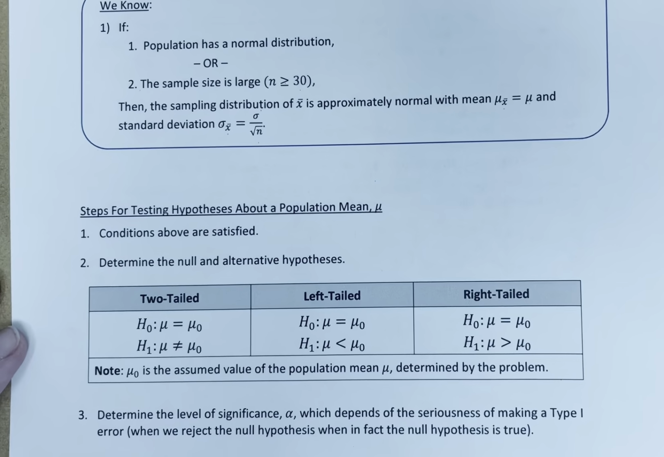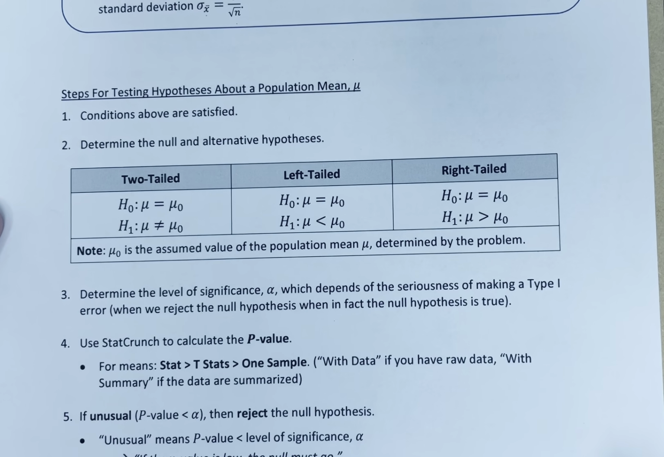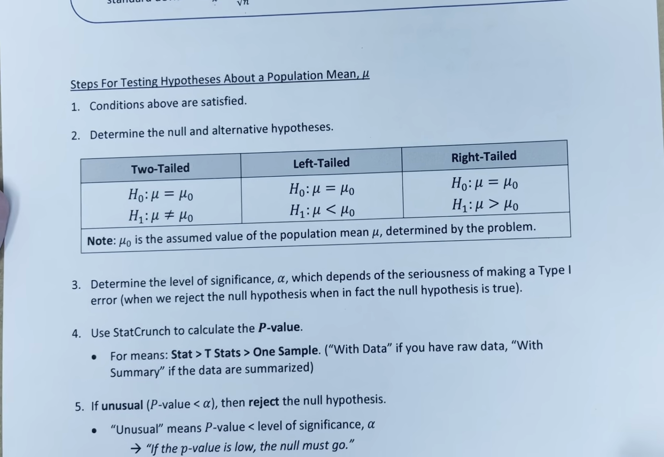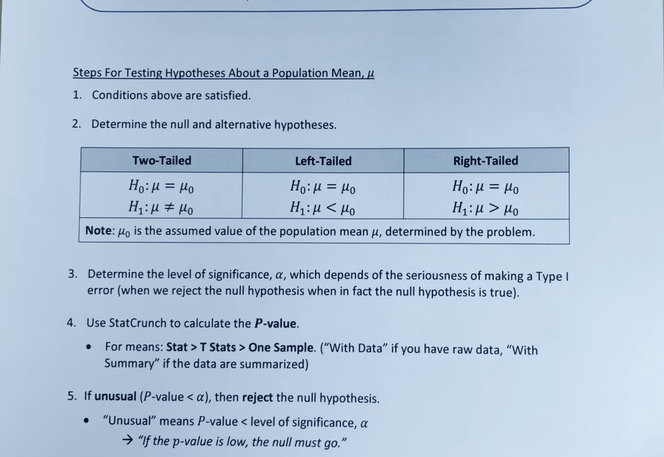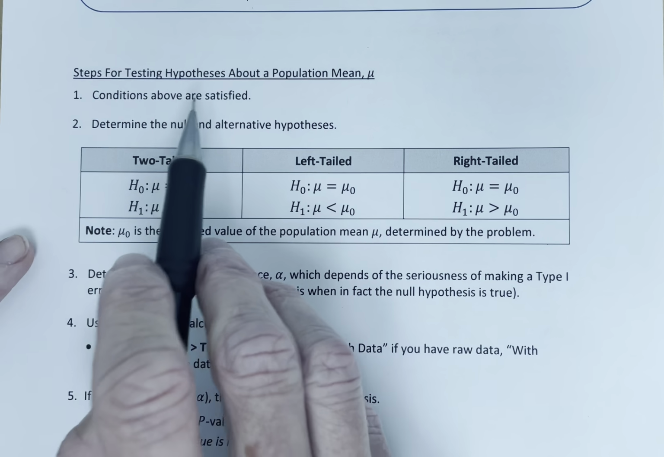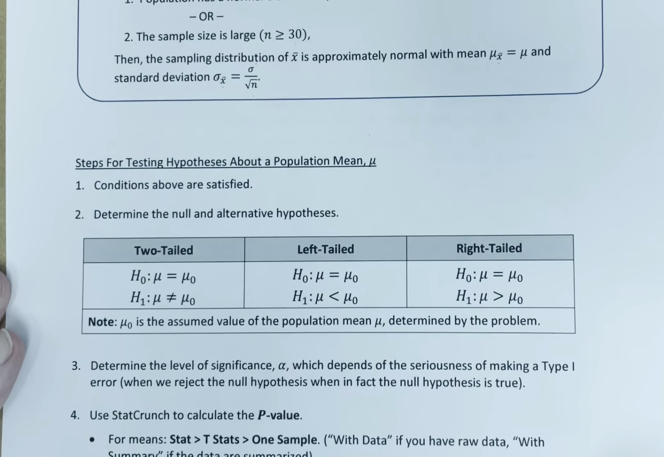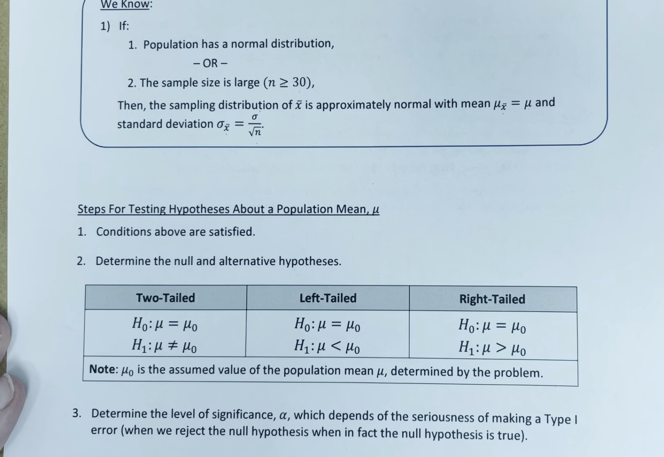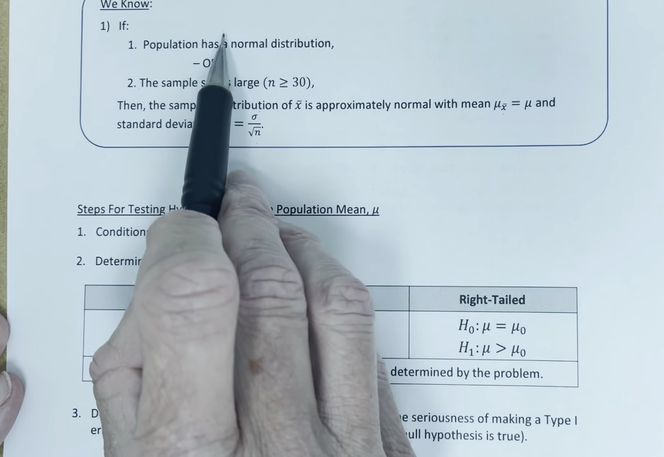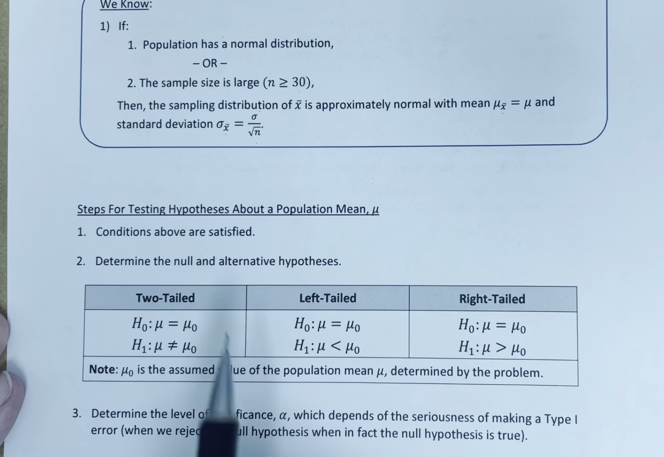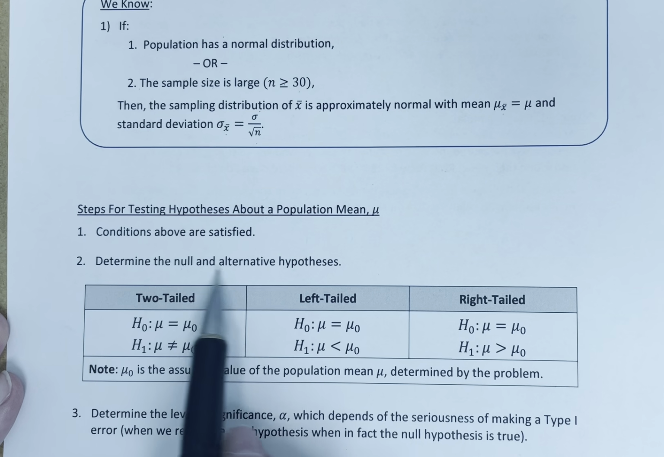Let's talk about our steps for testing about a population mean mu, and they're going to look awfully familiar to how we did it about a population proportion p. First off, conditions above are satisfied. A bit easier to satisfy conditions for a population mean, one or the other. Determine the null and the alternative hypotheses.